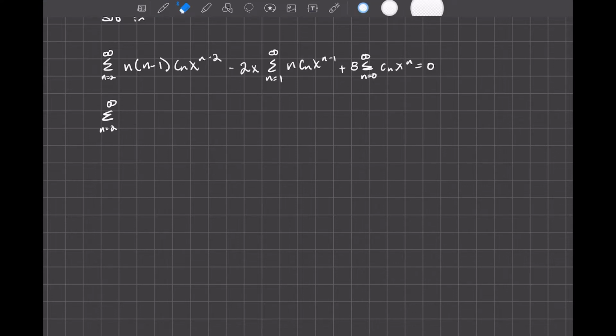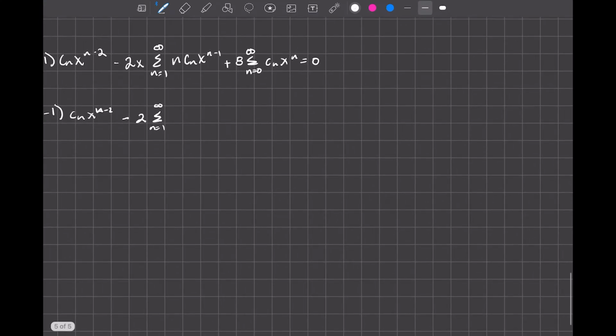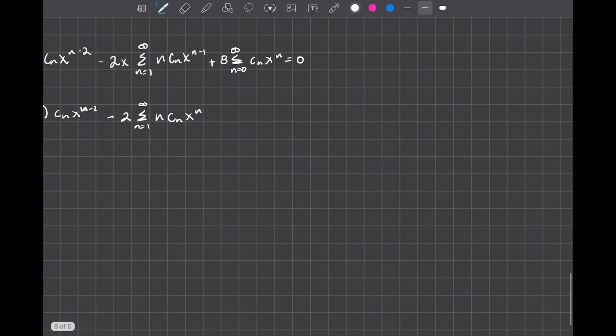So we can't do too much to the first part of the equation, so that will be the same. But here we could distribute the x and put the x in that equation here. So that would be just 2 times the summation from n equals 1 to infinity of n c sub n x to the n. And we'll leave the last part the same too.